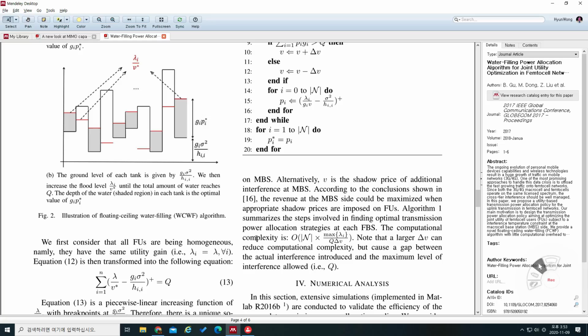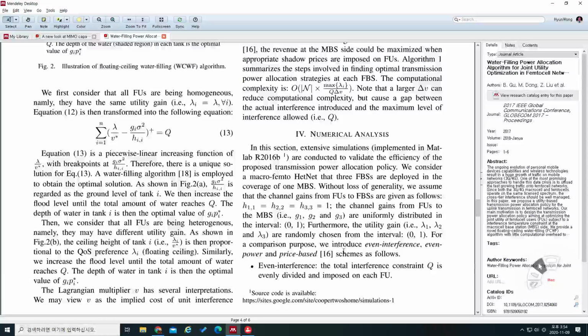The computational complexity is of order N Q max. Note that a larger lambda v can reduce the computational complexity, but causes a gap between the actual interference and the maximum level of interference allowed, for example, Q.